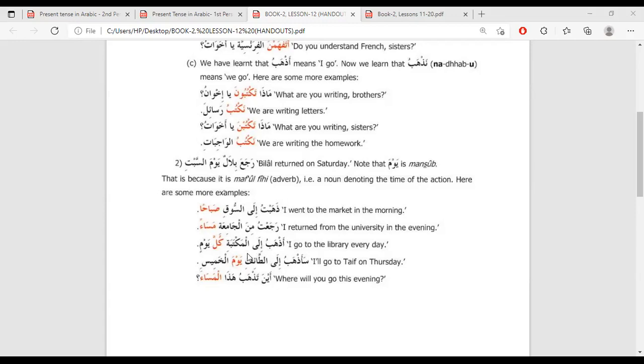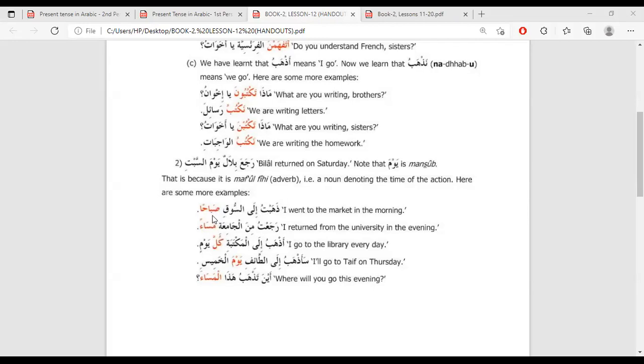And similarly, أذهب إلى المكتبة كل يوم. I go to the library every day. And سأذهب إلى الطائف يوم الخميس. As we can see here, يوم الخميس is a day, as we talked about the time. So I will go to Taif on Thursday. And أين تذهب هذا المساء? Where will you go this evening? So whenever we talk about the time, it is called مفعول فيه. And it will always be mansub.